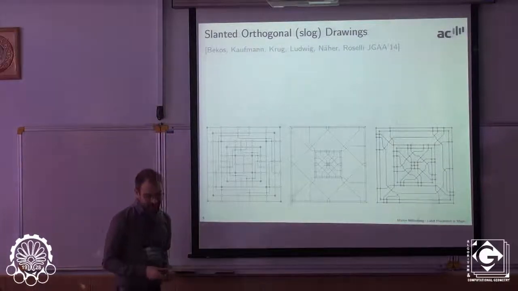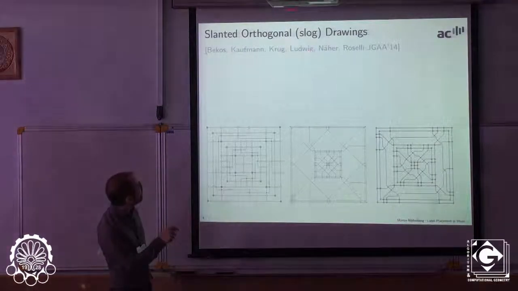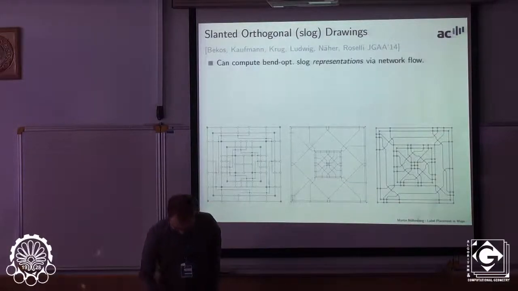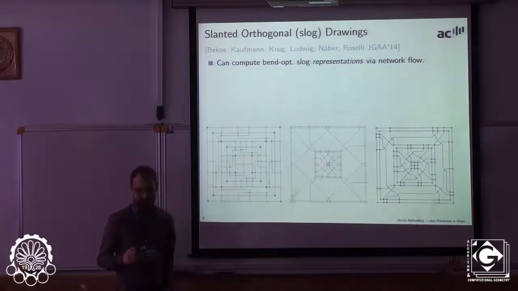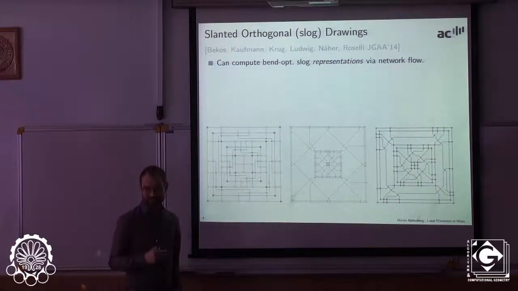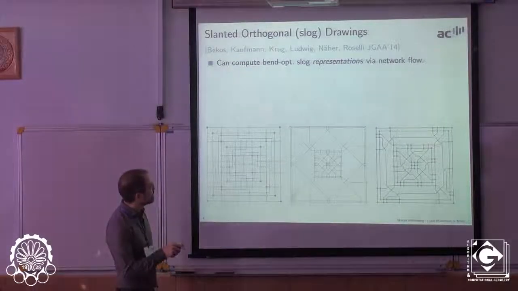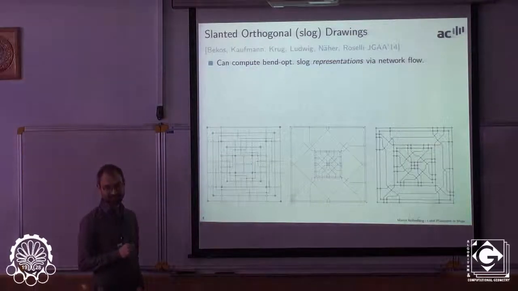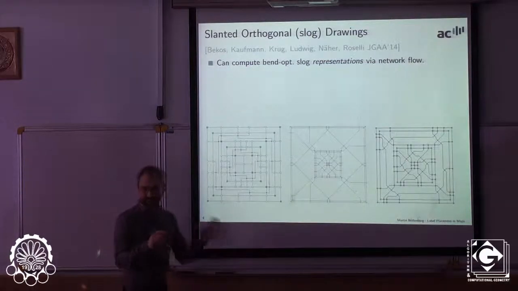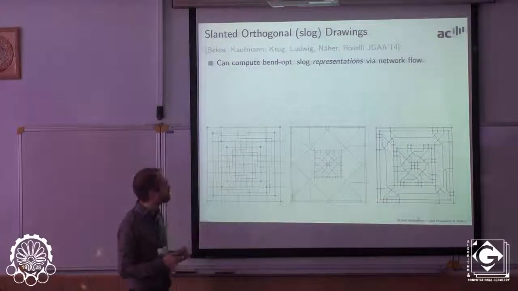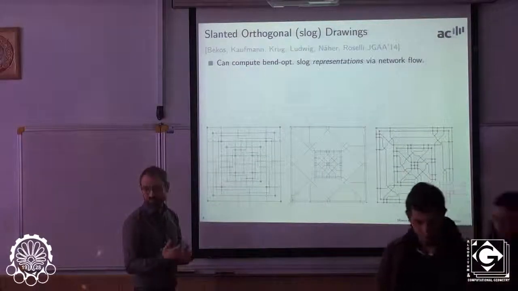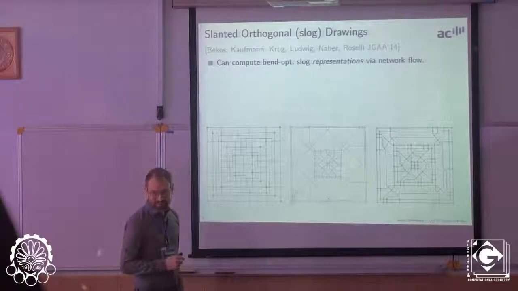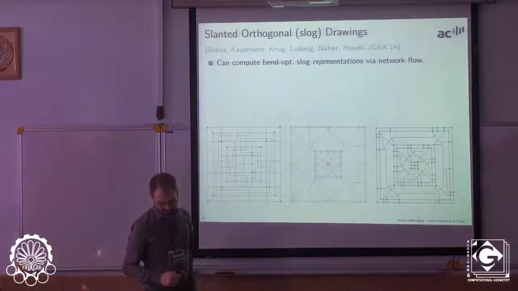Okay, so what is known about these slanted orthogonal drawings, or sometimes called SLOC drawings for short? So you can compute, again, bend optimal slanted orthogonal representations using a very similar network flow mechanism like the one that we've seen for bend minimization in orthogonal layouts. Yeah, if you remember that, we had vertices for faces and vertices in the network for the original graph nodes, and then computed a minimum cost flow that gave us a number of bends here. You can do a very similar thing if you have such a slanted orthogonal representation.